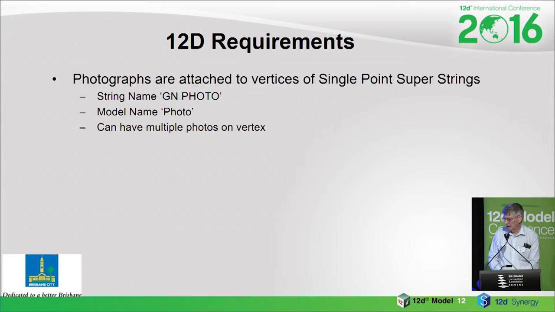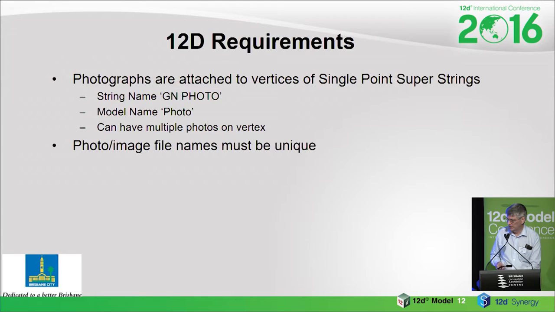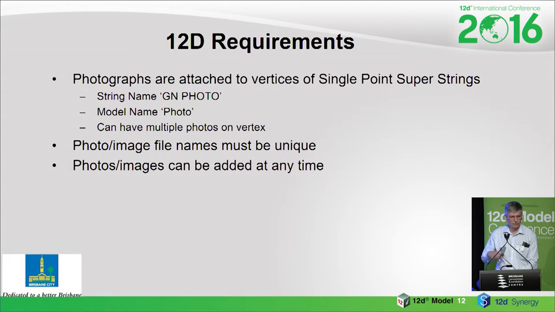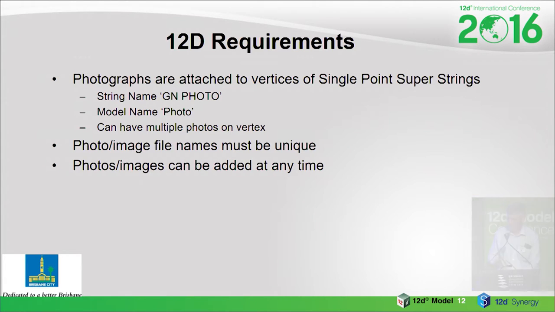Within 12D, the photos are attached to a vertex, which is created through this process. At the moment, we lock the string name to GN Photo, and it goes into a model called Photo, and you can attach multiple photos to the one point. Photo image file names must be unique. That's not really a problem if you're setting your device so it uses your date, time, and your image name. Photos can be added at any time, so you can go out and do them today and you can come back in a week's time and something's changed, take a photo of it again and attach it to the same point if you like. Or multiple people can go out and add photos into the project. The surveyors can go out and do theirs, the designers can go out and do theirs.